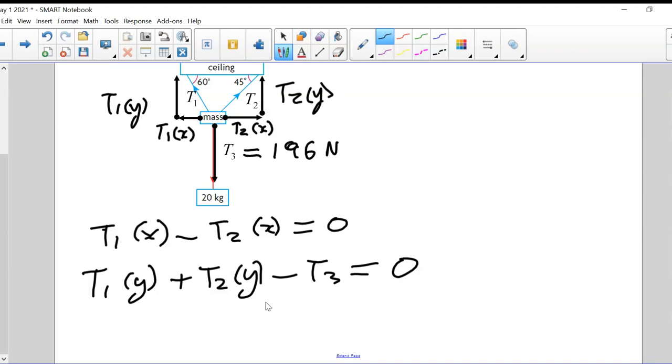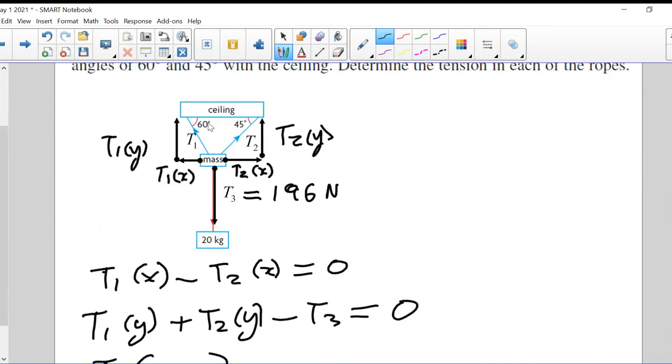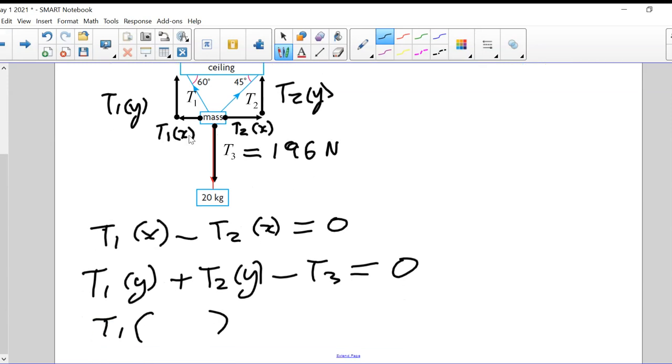So if we take the vector T1 and multiply that by the cosine of the angle, and remember, by the way, that if this is 60 degrees inside of this triangle, then the angle that this makes with the horizontal down here is also 60 degrees. So it's going to be T1 times the cosine of 60.